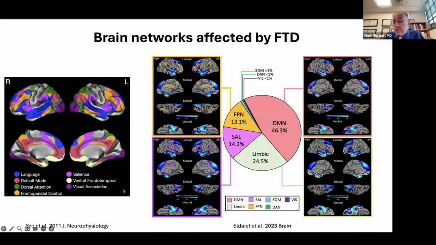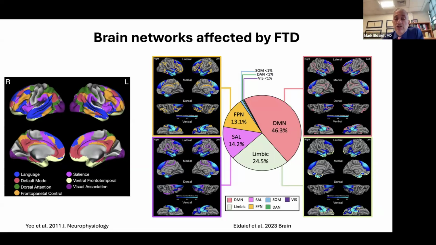And then we can ask the question, well, if you take a certain disease, what networks are affected by that disease? In this case, this is a study that we did with people who have frontotemporal dementia. In each of these panels, we outline one of the networks of the brain. And in this pie chart, we're showing by network which parts are affected by frontotemporal dementia. What networks in the brain does frontotemporal dementia like to attack?